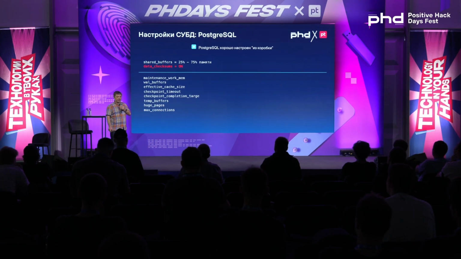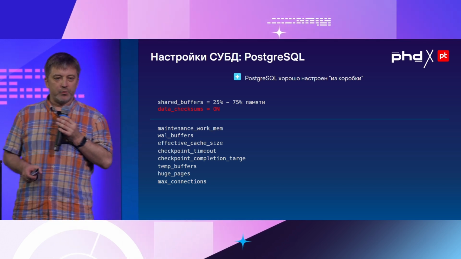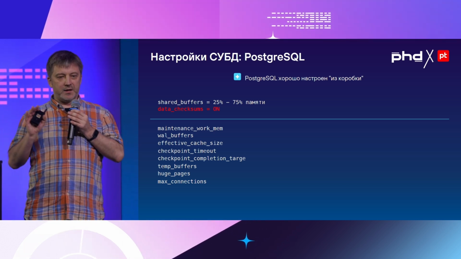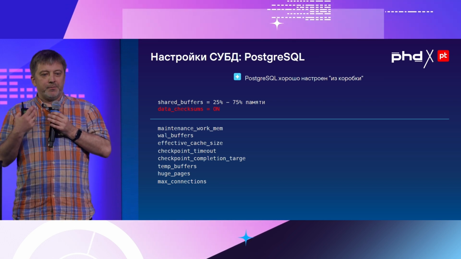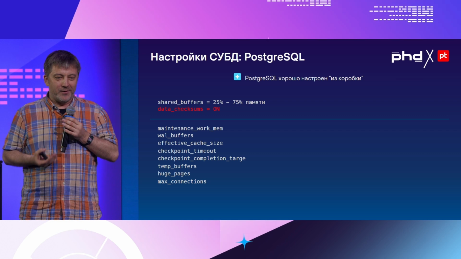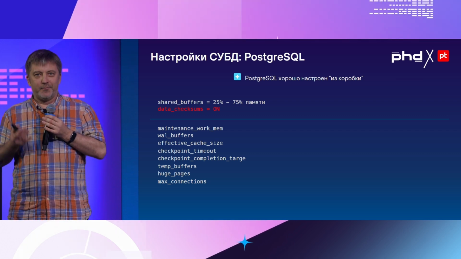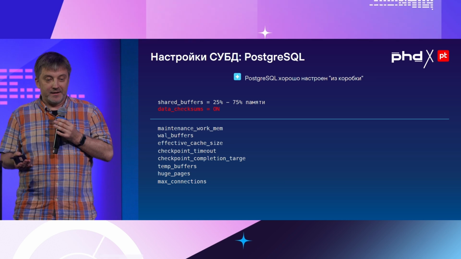Now let's go to the database setups. Here I can say that Postgres deserves commendation. It's better set up out of the box. And there are two parameters that need to be improved: the shared buffers, the size of the database cache, and for some unknown reason, in 2025, the checksums for data are disabled by default.